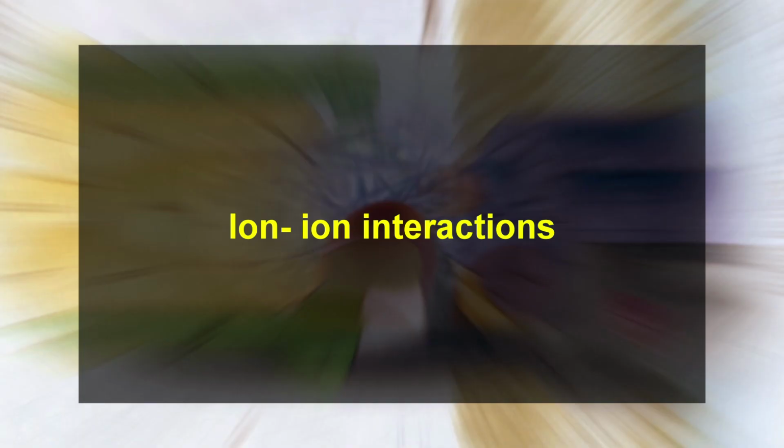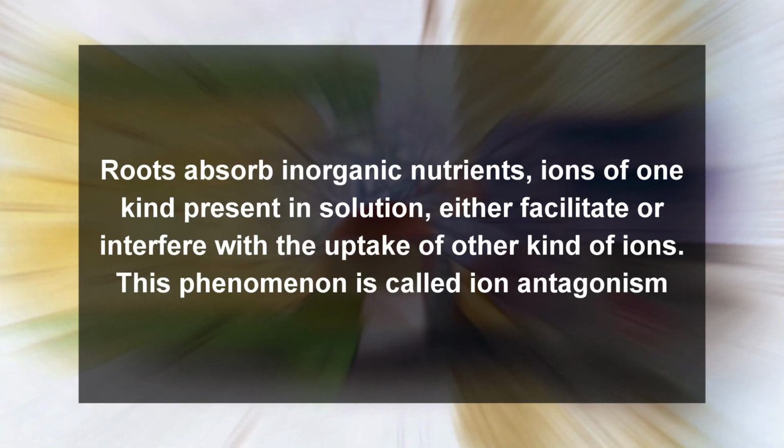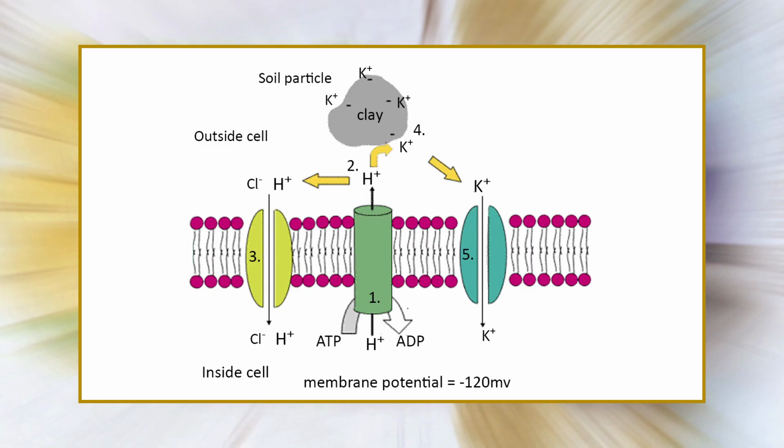Finally, ion-ion interactions. Soil solution consists of a wide variety of ions in different concentrations. While roots absorb inorganic nutrients, the ions of one kind present in the solution either facilitate or interfere with the uptake of the other kind of ions. This phenomenon is called ion antagonism. On the other hand, a particular species of ions may enhance the uptake of another kind of ions. Such a phenomenon is referred to as ion facilitated uptake.